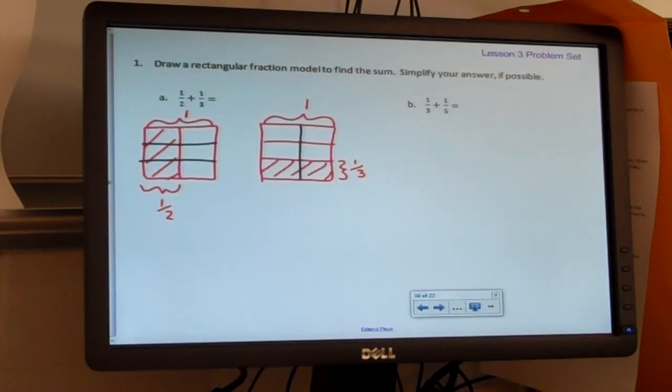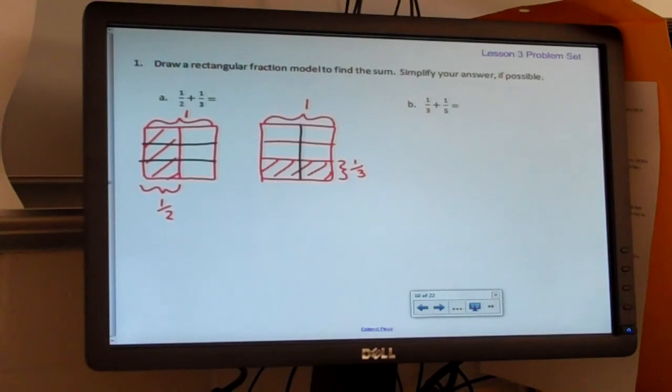We now made two equivalent fractions. Spencer, is this fraction equivalent to 1/2? Yes. Is this fraction still equivalent to 1/3? Yeah. Do they have the same number of parts? Yes. Aren't they both out of 6 parts? Yeah. Do we have a common denominator now? Yeah.